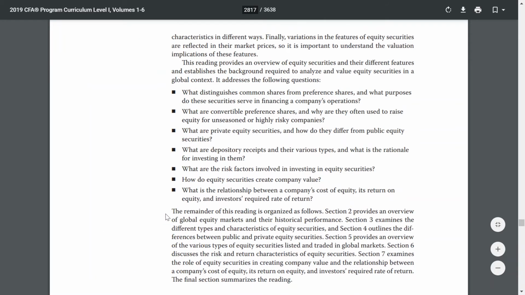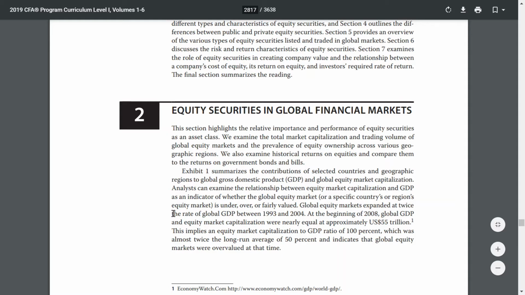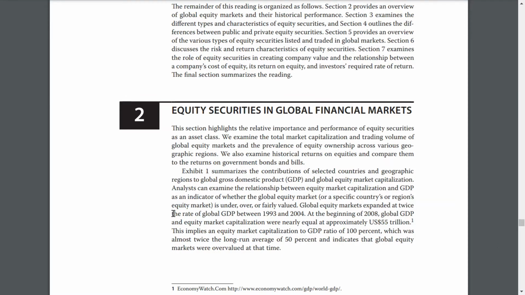Okay. Equity securities and global financial markets. The section highlights the relative importance and performance of equity securities as an asset class. We examine the total market capitalization and trading volume of global equity markets and the prevalence of equity ownership across various geographic regions. We also examine historical returns on equities and compare them to the returns of government bonds and bills. Exhibit 1 summarizes the contributions of selected countries and geographic regions to global gross domestic product and the global equity market capitalization.